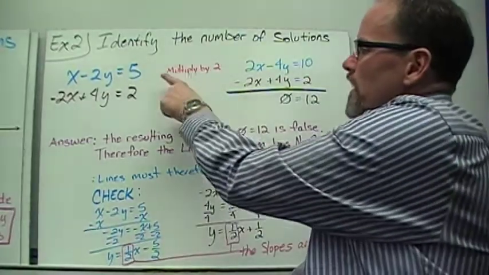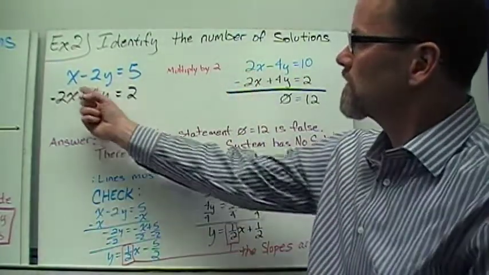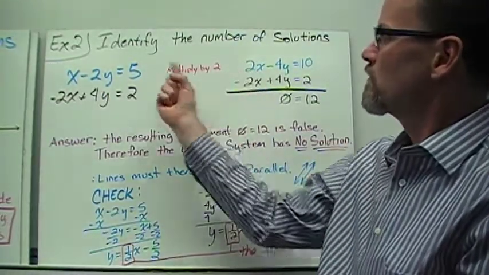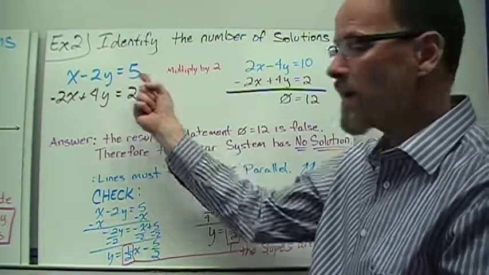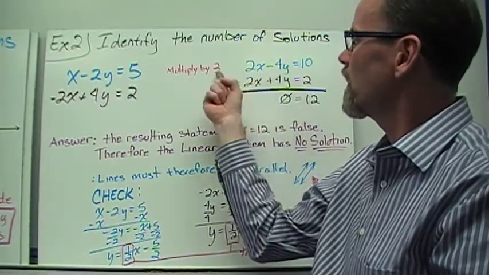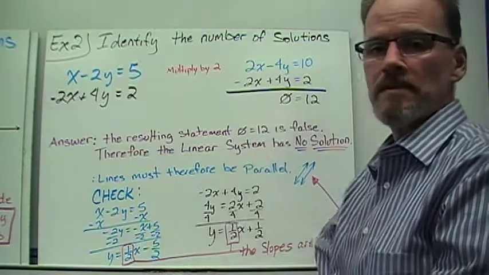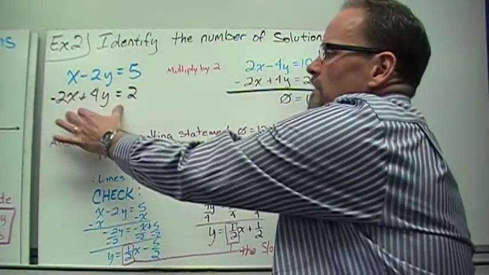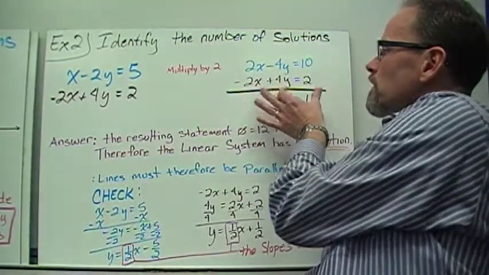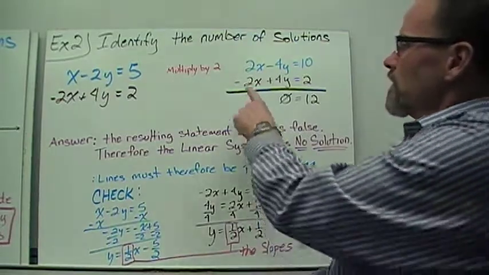I multiply by 2. I get 2 times x is 2x, 2 times a -2y is -4y, and 2 times 5 is going to give me the 10. I bring the second equation over, and you can see what happens.